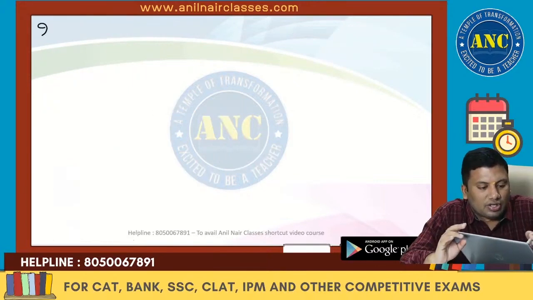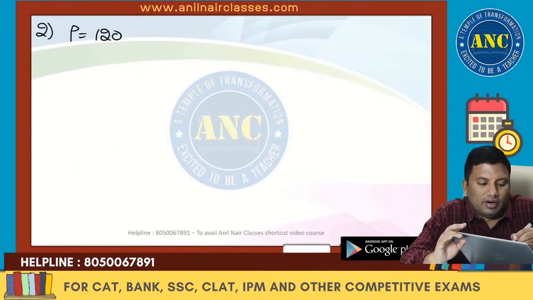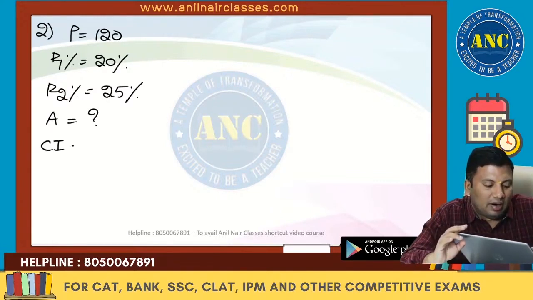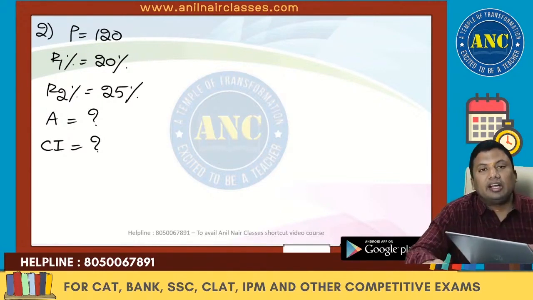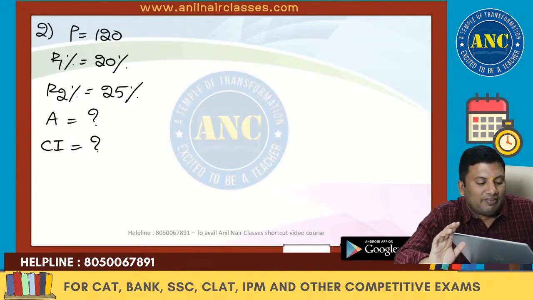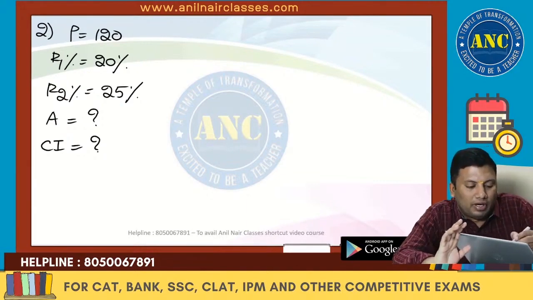Now second question. P is nothing but 120. R1 is nothing but 20 percentage. R2 is nothing but 25 percentage. First year it is 20 percentage, second year 25 percentage. Find the amount and find the compound interest.